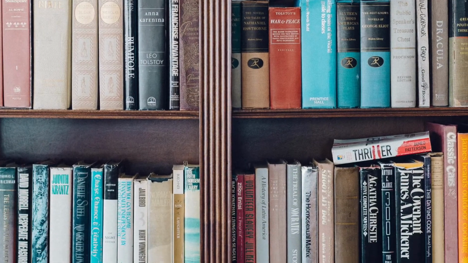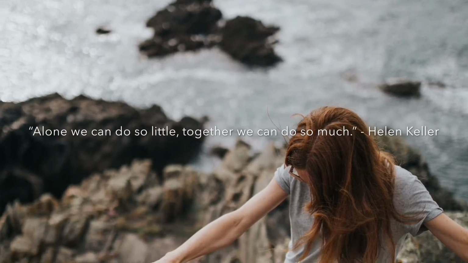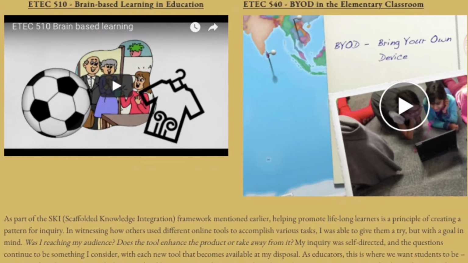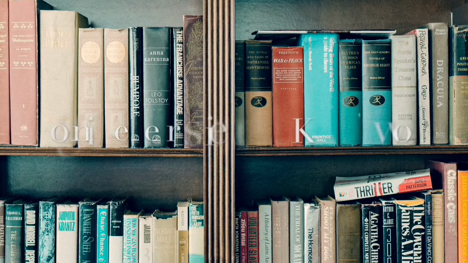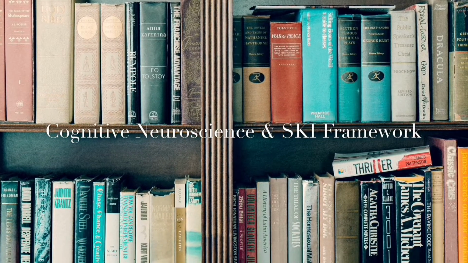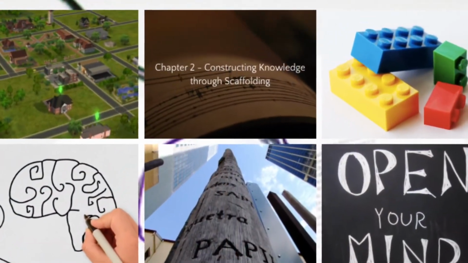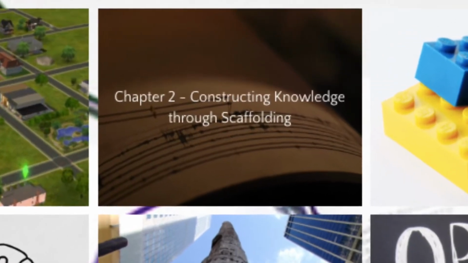Each chapter begins with a quote to help ground the chapter in theory and practice, relating the abstract to the concrete. The artifacts I have chosen to include have uncovered for me several themes related to cognitive neuroscience of learning, as well as the scaffolded knowledge integration framework proposed by Marcia Linn. The chapters' titles indicate their overall connection to my guiding question.